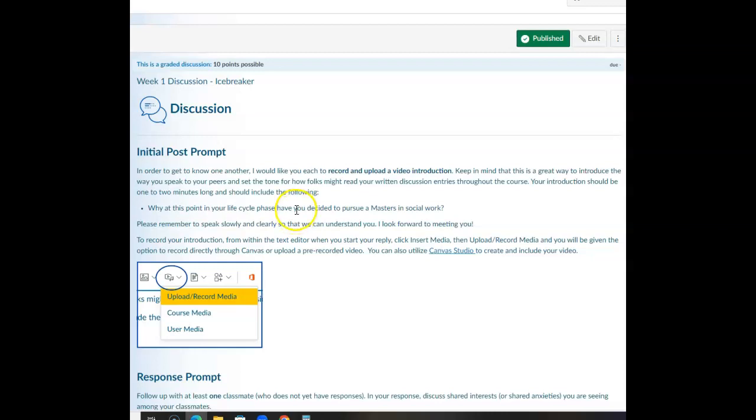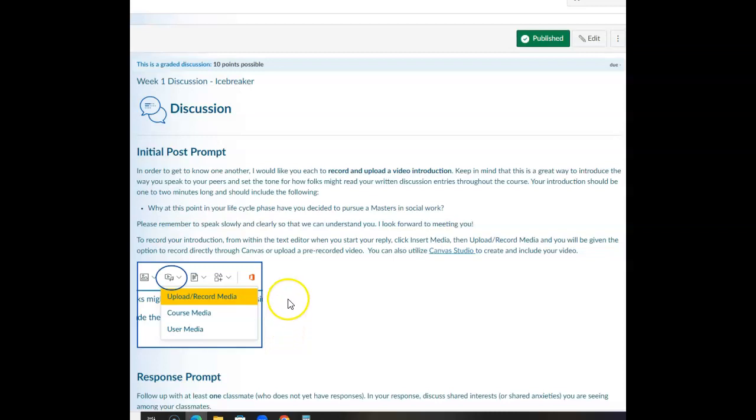Unless otherwise noted, for all discussions, our initial posts are due Thursday. Responses to at least 1 or 2 peers, depending on the specific guidelines for that post, are due by Sunday of the week in which they were assigned. Now, there are some exceptions to that. The initial post might not be due on Thursday. It could be later. So make sure that you always review the assignment guidelines for each individual discussion post for each of the weeks. And also the respond prompts. Sometimes you're asked to respond to at least one classmate. Sometimes you're asked to respond to more than one classmate.